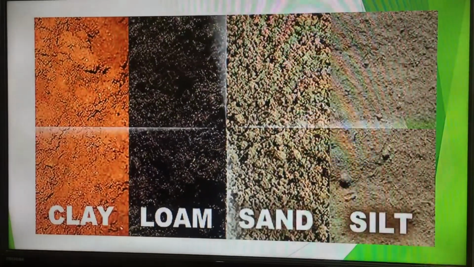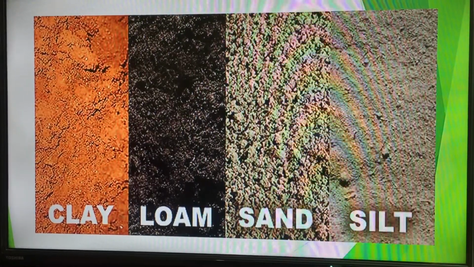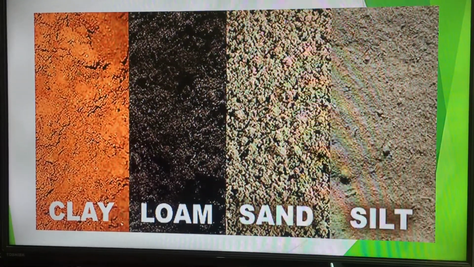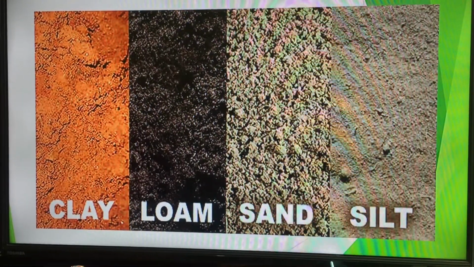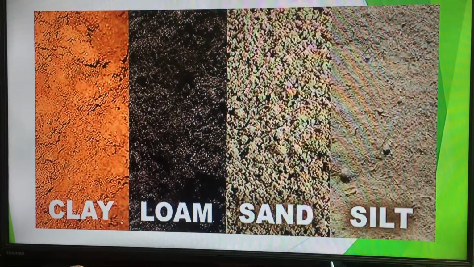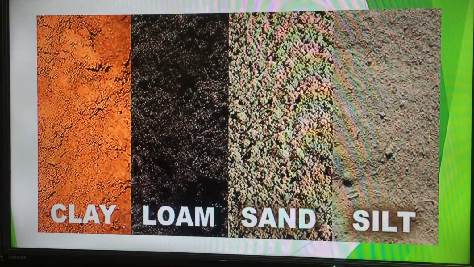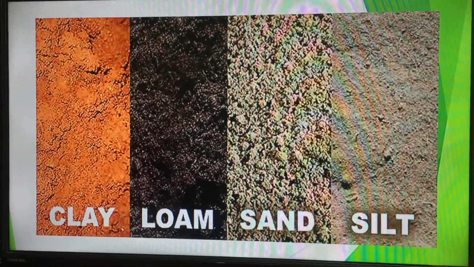So let's go on. As you can see, the different types of soil and their texture. Look at them: clay, loam, sand, and silt. Each of them has a different color and different texture. The most abundant soil of the four is loam. Okay. Next one.